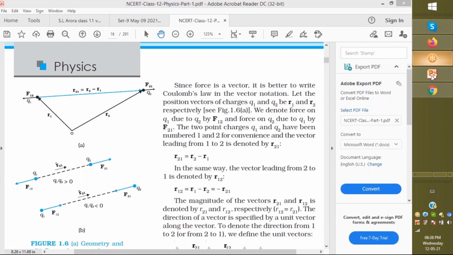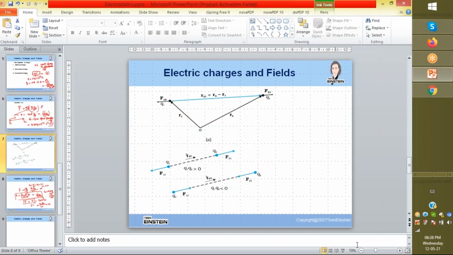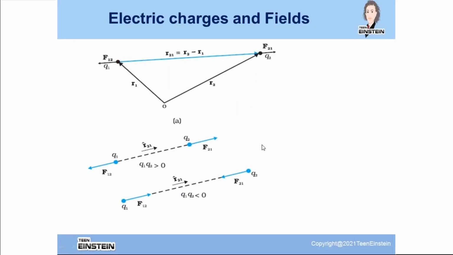Now we'll see how we can write it in terms of vectors. Force is a vector quantity, right? It is a polar vector, that means it has a point of application. So look, I have two charges Q1 and Q2. Suppose they are located, I'll just go to my presentation, there it will be better.